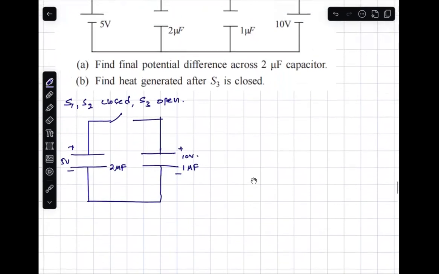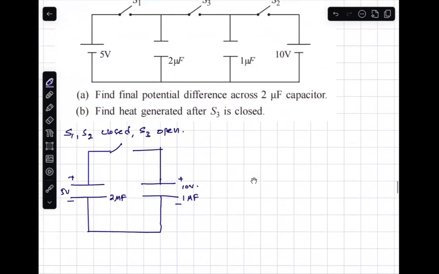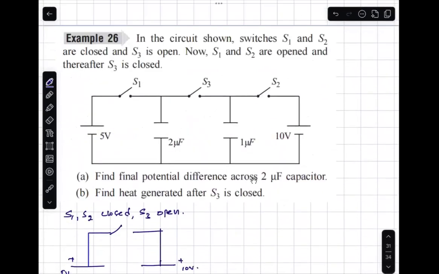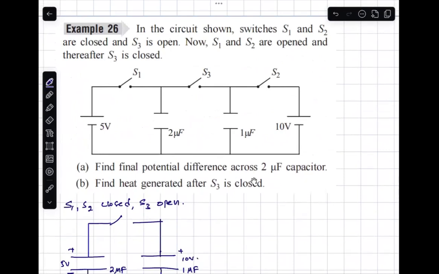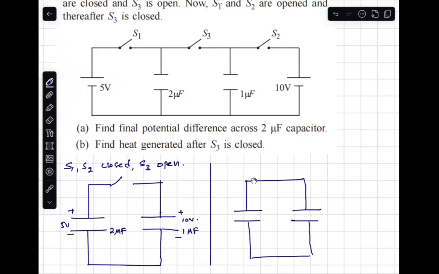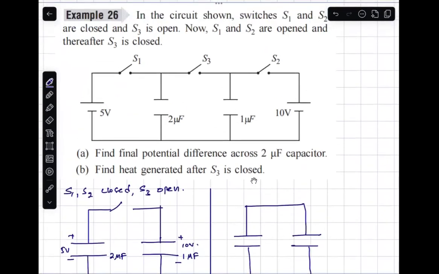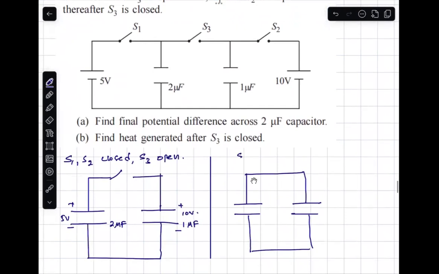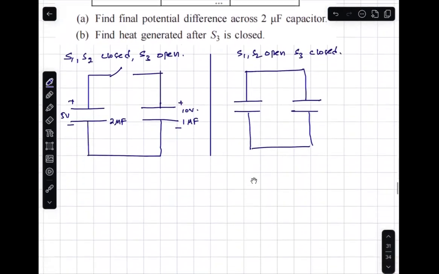Next, find the potential difference across 2 microfarad. Okay, hold on. This is the initial case. Now from here, you are shifting the circuit to another state. Now S1 and S2 are open, S3 closed. Which case will this come under?